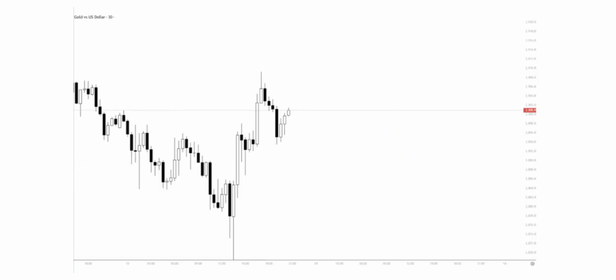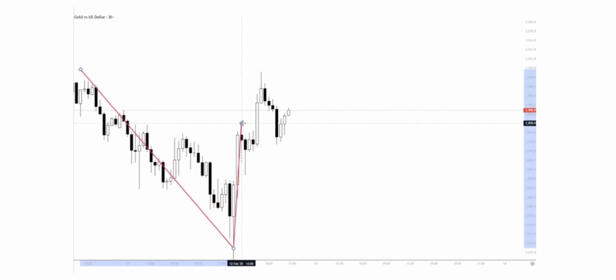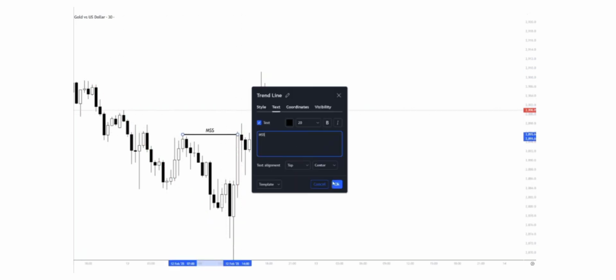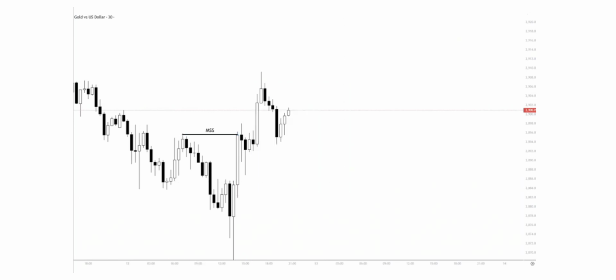On the gold market in the 30-minute time frame, we started with an initial downtrend, then it pulls back to the upside. This pullback breaks the last swing high, forming a higher high, and the market structure shift towards the bullish side. So now we've got the trend shift pretty early.